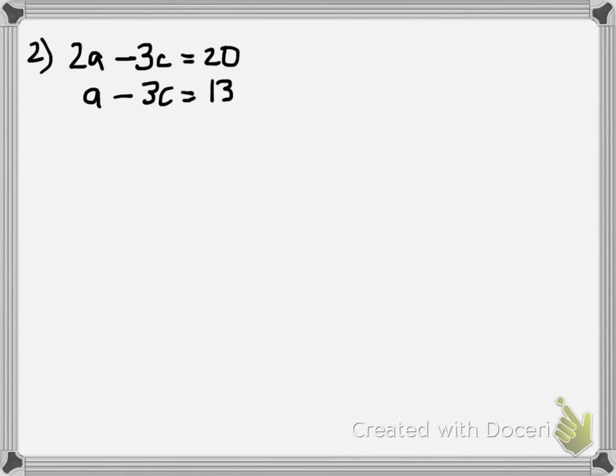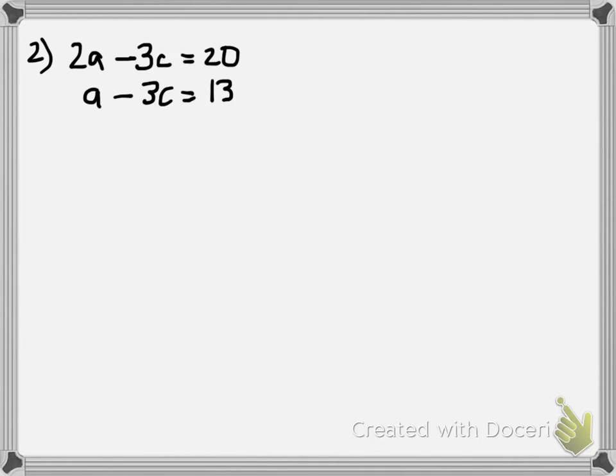Okay, so problem 2. We've got 2a minus 3c equals 20, and we have a minus 3c equals 13. And I can just hear people say, hey, why don't we just solve the second equation for a and then use substitution? Yeah, that would be a great idea. However, we have to use this elimination method. Now, you might note that the book calls it addition and subtraction method, and that's because that's the operation you use in order to get rid of one of the variables.